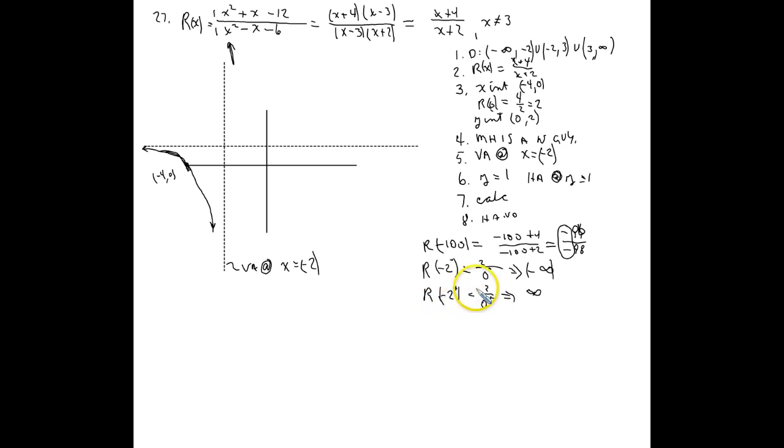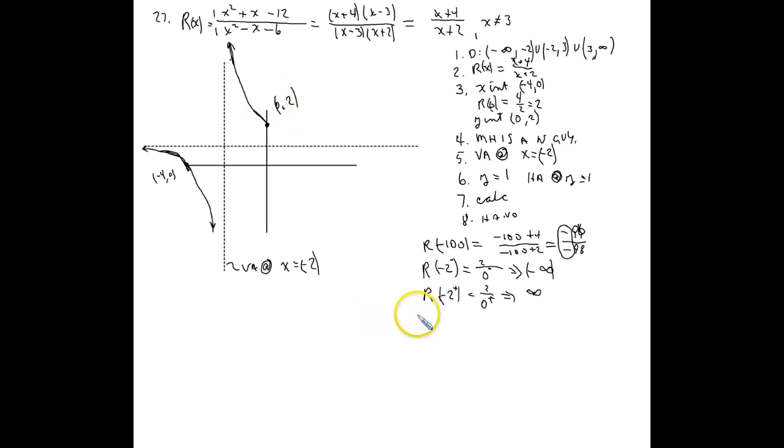We have a y-intercept somewhere here. I think we do at 0, 2. So here is 1, here is 2. There's going to be a y-intercept here, so my curve is going to go this way. It's going to go through my intercept at 0, 2. So we label those intercepts and key points.